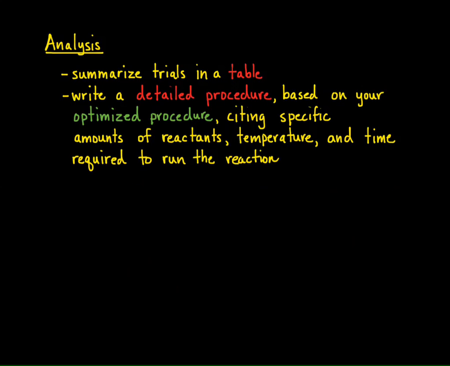Before you answer any of the analysis questions in your notebook, you need to first summarize your trials in a table. This makes it much easier to see your modifications and the resulting yield you obtained. One of the questions tells you to write out a procedure. Be as detailed as possible, using actual masses and volumes of materials used, and include reaction time and temperature. Pretend as if you want your friend to replicate your results as close as possible, and write your procedure accordingly.